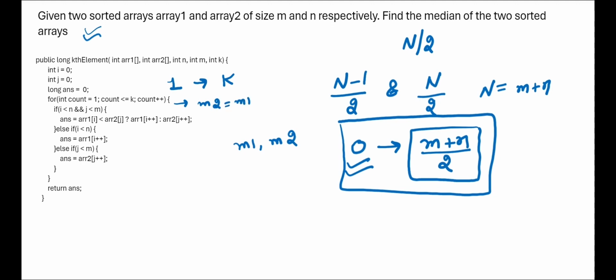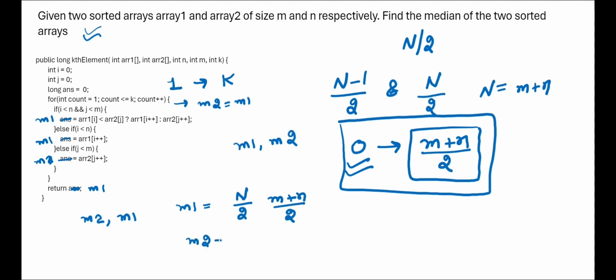like this, and then we update m1. Instead of answer, let's say it is m1. So we can say that at the end of this loop, we will have two elements m2 and m1, and if m1 is the element present at index n by 2, meaning m plus n divided by 2, then definitely m2 will be the element present at index (n minus 1) divided by 2.